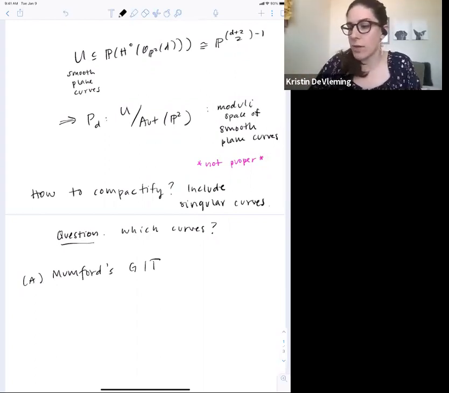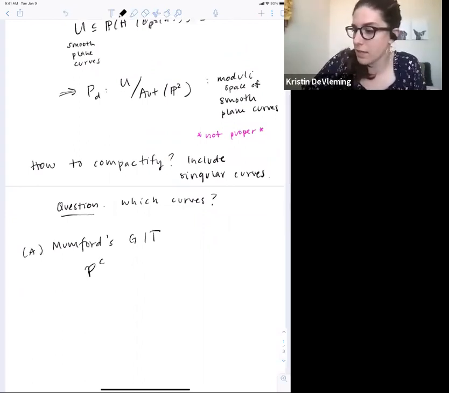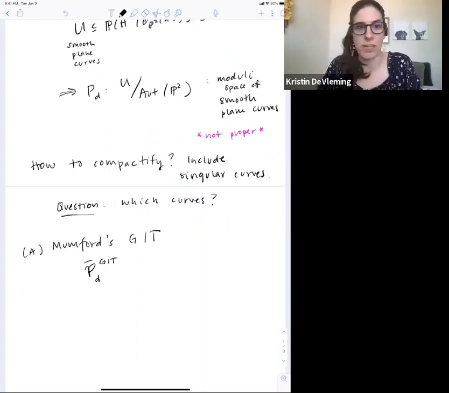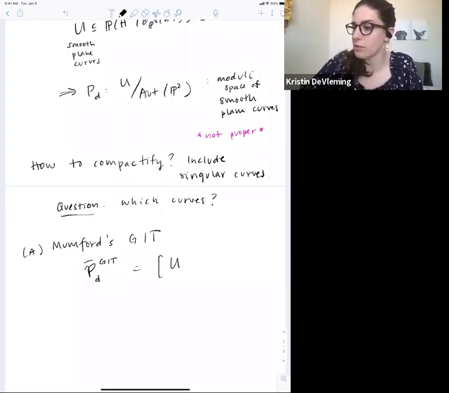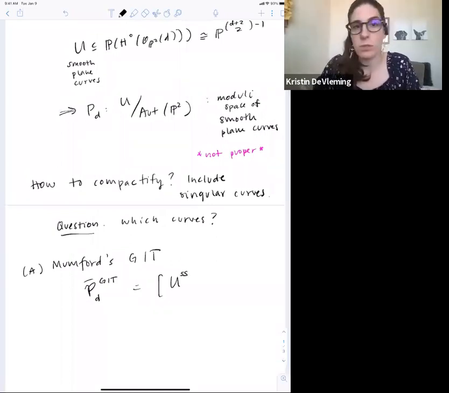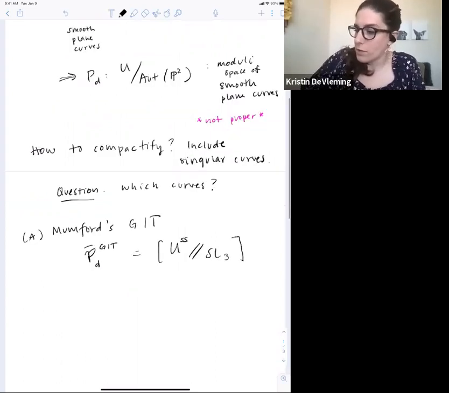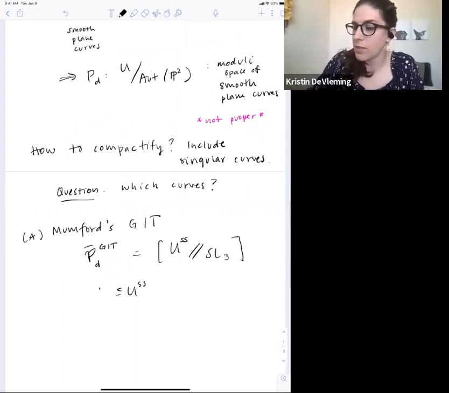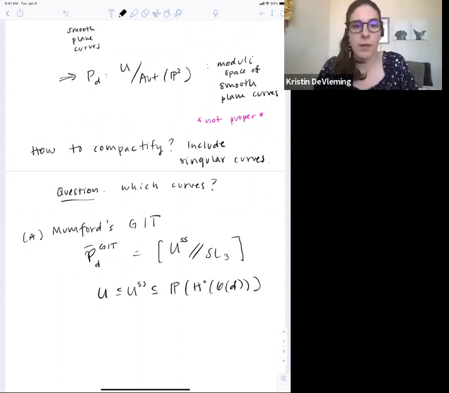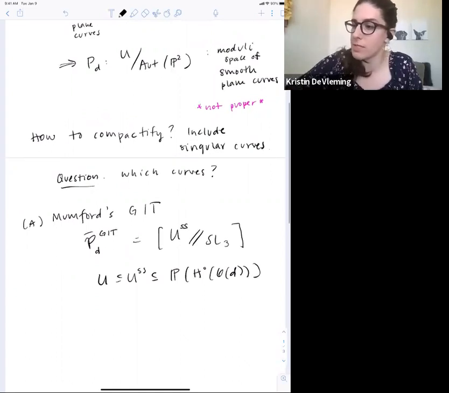And without going into too much detail, roughly the idea behind this is that I can make a moduli space. I'll call it P bar GIT, or moduli stack perhaps, which is not just the set U of smooth plane curves inside my projective space, but it'll be a set called U semi-stable, quotient out by the automorphisms of P3. Here, U semi-stable is some set that includes U inside of this projective space. U semi-stable, USS, this is the locus of what are known as GIT semi-stable curves.